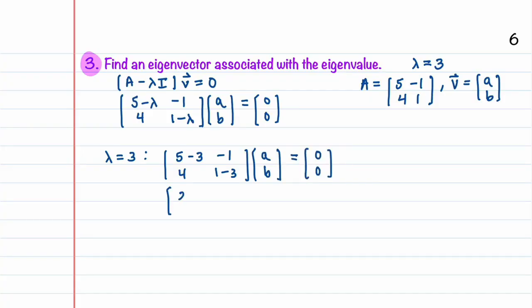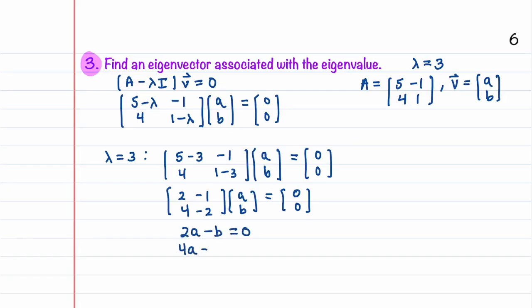This gives us [2, -1; 4, -2] times [A; B] is equal to [0; 0]. We can solve this using linear algebra, and we can also solve it just using regular algebra, and I'm going to solve it using regular algebra in case you haven't had linear algebra yet. This gives us 2a minus b is equal to 0, and then we have 4a minus 2b is equal to 0. These are the same equation.